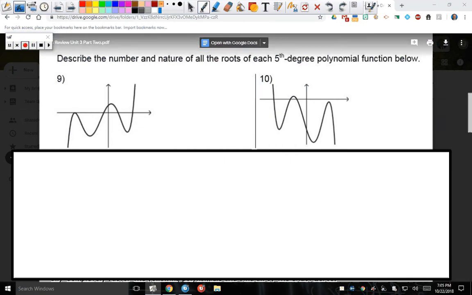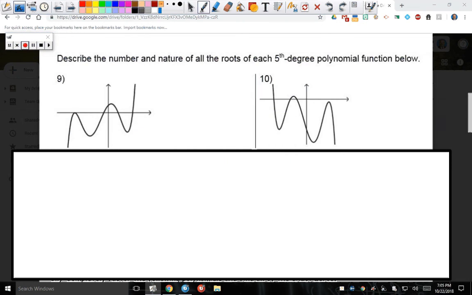Okay, so let's look at number 9 and 10. It says, describe the number and nature of all the roots of each fifth degree polynomial of the functions that you see. Fifth degree means you have something like x to the fifth power. That means we may have up to 5 x-intercepts, which means at most we will have 4 changes of direction. Okay? And those are those relative max or min where the bends happen and you're actually changing direction.